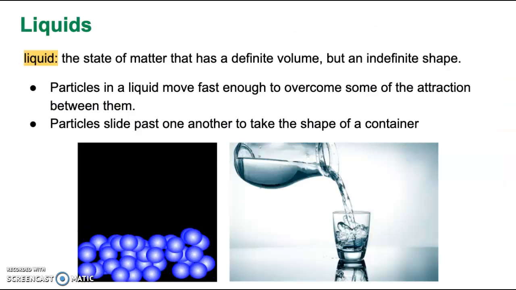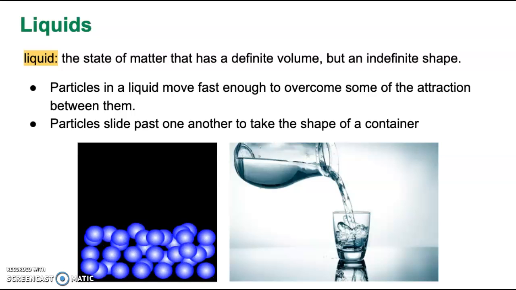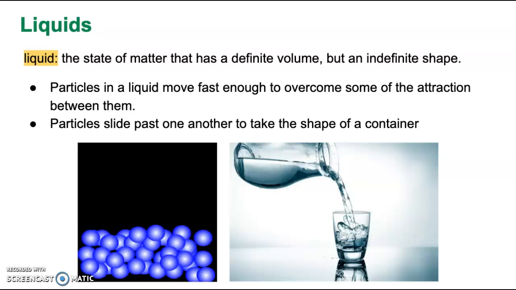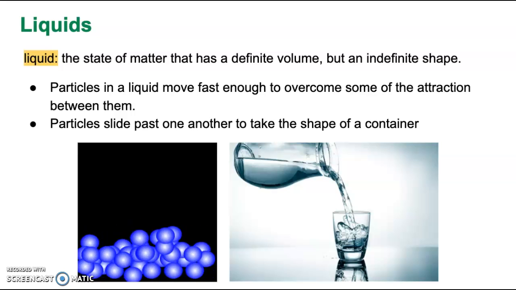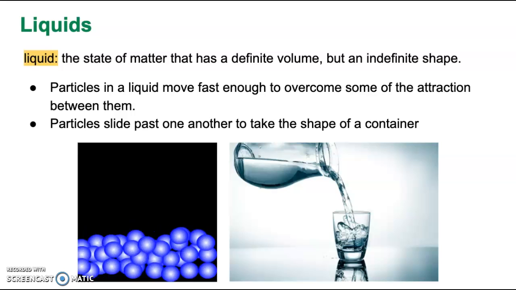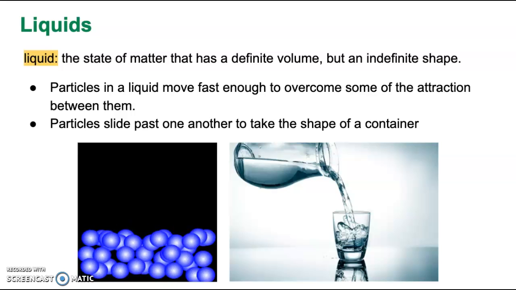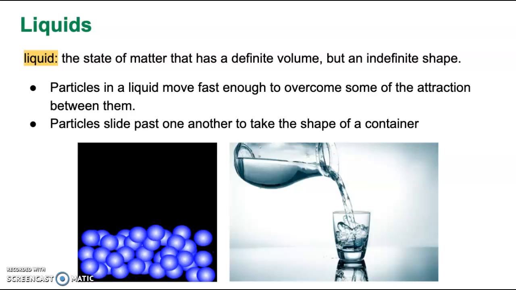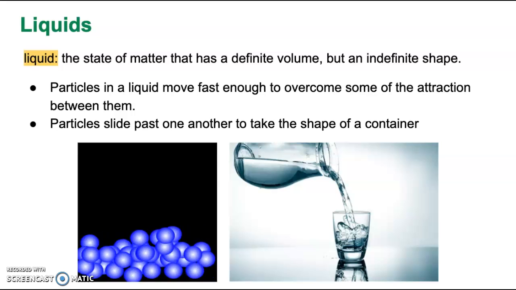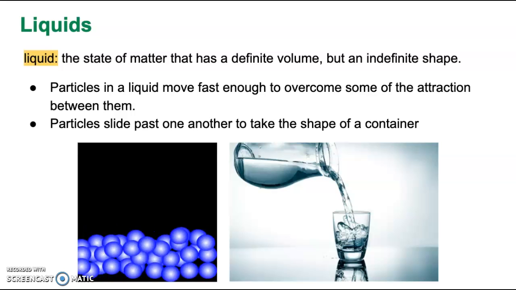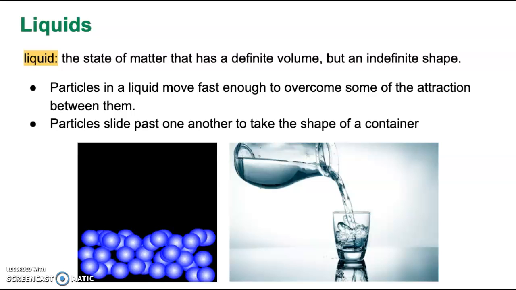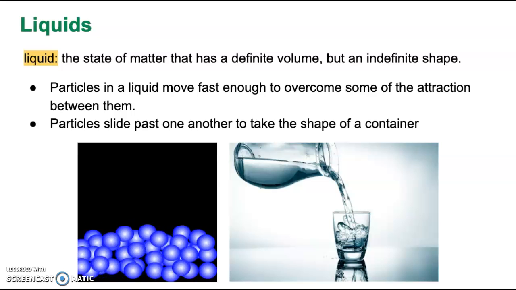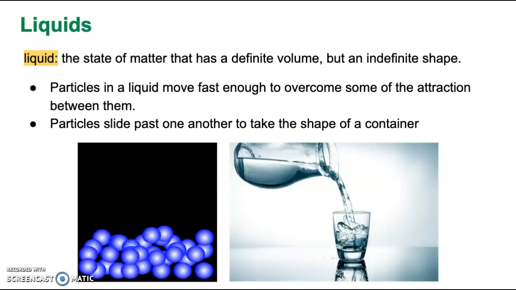Speaking of indefinite, a liquid is a state of matter that has a definite volume, so a volume that is consistent and will always remain the same, but a liquid has an indefinite shape. It has a shape that is going to be able to change. The particles in the liquid have enough energy that they can overcome some of those attractions between them. They're going to be able to slide past one another, and they're going to be able to take the shape of any container. If you pour water into a glass, it's going to take the shape of that glass. If you pour the water down the sink, it's going to spread out and start to take up all of the area available to it in the sink, or it's going to be drawn by gravity down into a drain.